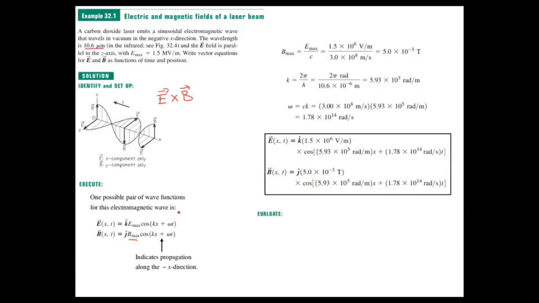I could have also included a phase in these equations, so I could have put plus phi in both of them. But this is not really necessary in the context of this problem. There's no way for me to determine what phi is, so I'm simply going to take it to be 0 in this case. And this ends example 32.1.